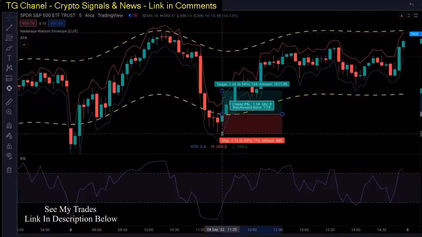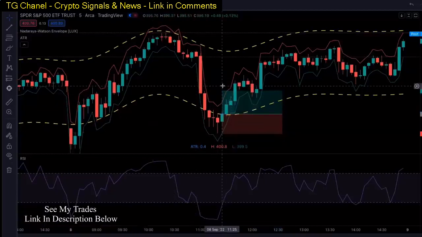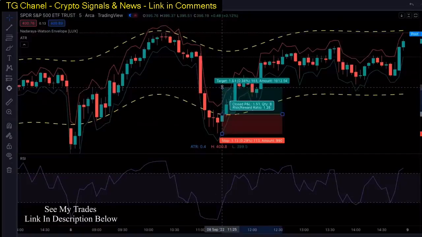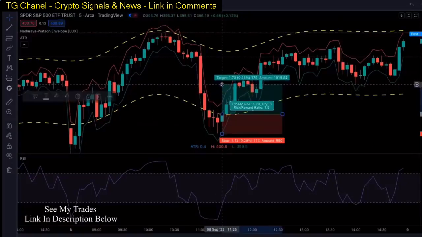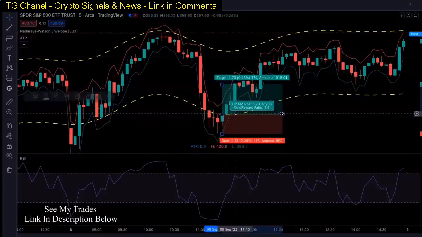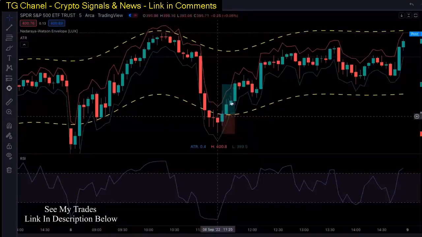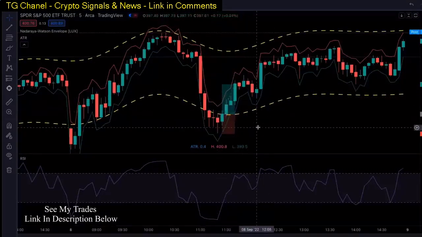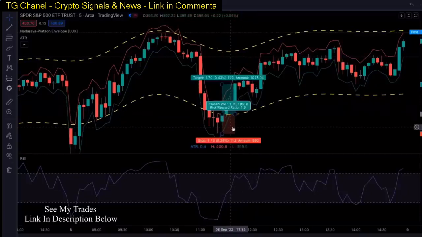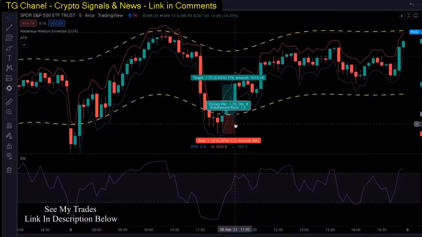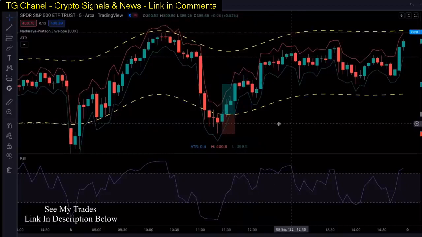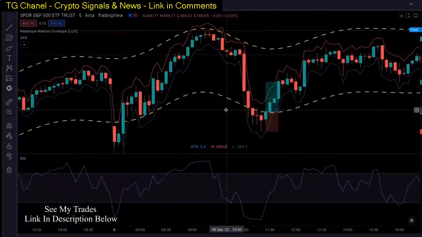The stop loss would be at the ATR stop loss line at the bottom. And we're going to go for 1 to 1.5 risk to reward. And this would have hit in just a few candles. In 15 minutes, this would have hit. So that would be an example of a long trade. For the short trade, you want the exact opposite.